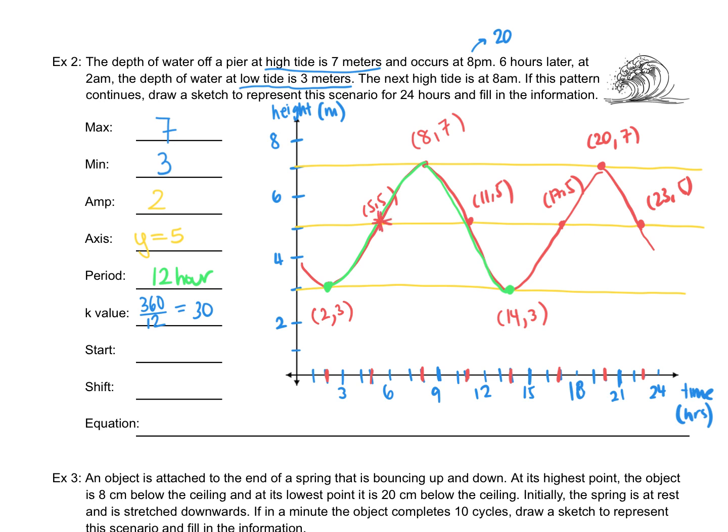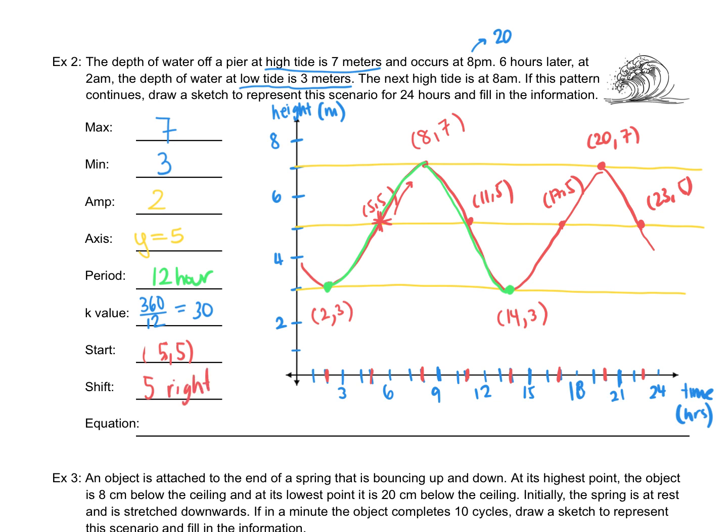In terms of the starting point, we need to start on the midline, so I'm going to use this point here at 5, 5, and I'm picking a starting point that does head up to the maximum, so we won't have a reflection. Sorry, it was 5, 5, not 15. So that means we're shifting 5 to the right.